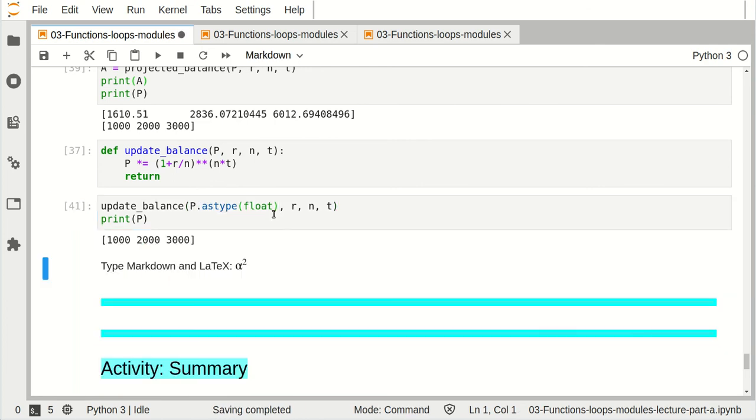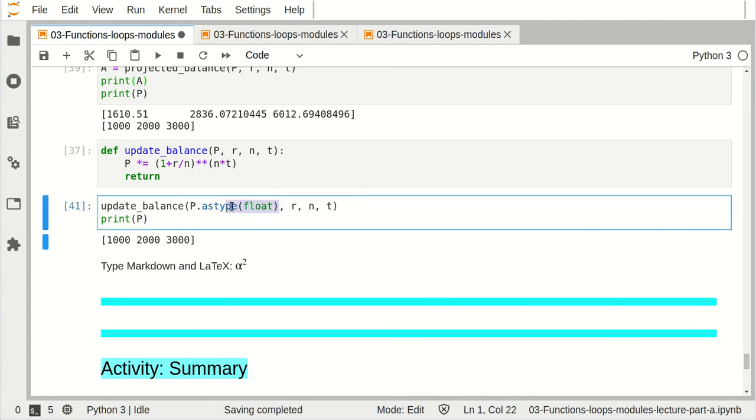Let's see if that works. So that passed a copy actually, so you notice P is not changing. So I should say this is not going to work. I was just saying the function works, but it's not doing what it's supposed to, which is updating P.